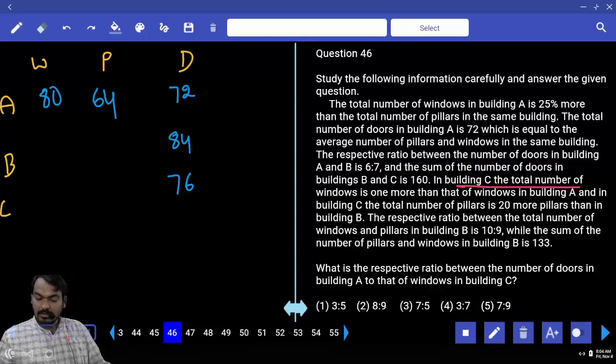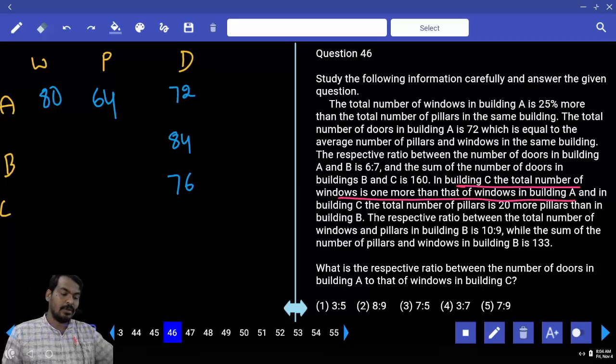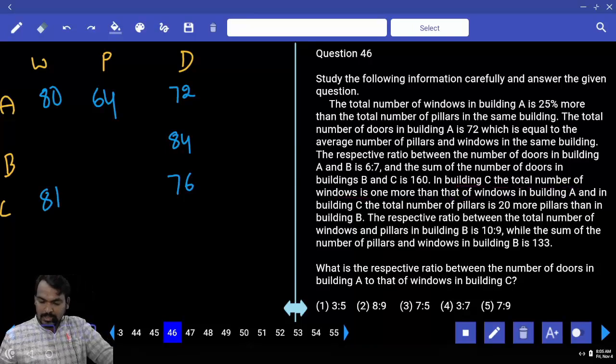In building C, the total number of windows is 1 more than the windows in building A. The building A windows are 80. Compared to this, one more, we get 81. And what is the next one? In building C, the total number of pillars is 20 more than the pillars in building B. We don't know the building B pillars yet. What is the next one?